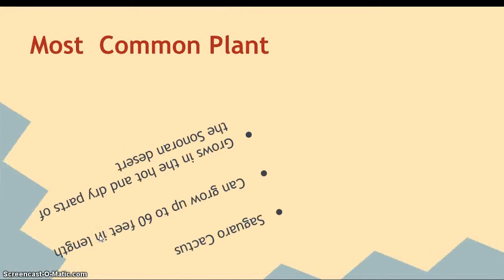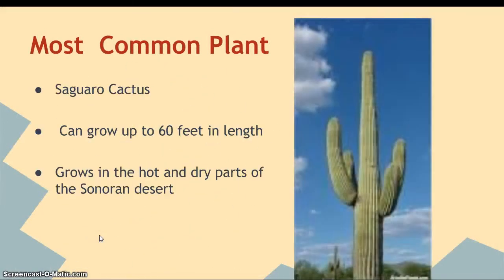Here's our most common plant, the saguaro cactus. People that usually have them in their houses usually overwater them. That's why they die so quickly.